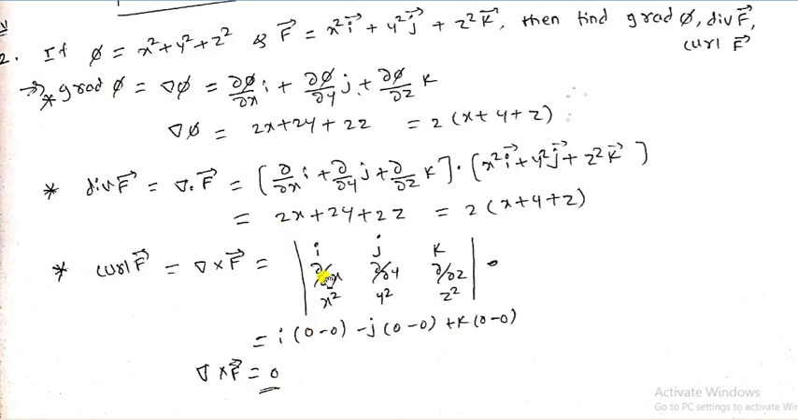On expanding the determinant, i into bracket dou by dou y of z square is 0, because differentiation of z square with respect to y is 0 partially, and dou by dou z of y square is also 0. Now the sign of j becomes minus, so dou by dou x of z square is 0, dou by dou z of x square is also 0. Then last one is k, dou by dou x of y square is 0, dou by dou y of x square is also 0. So finally del cross f becomes 0.